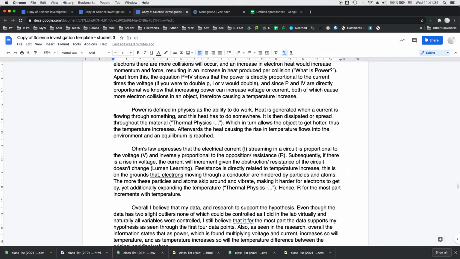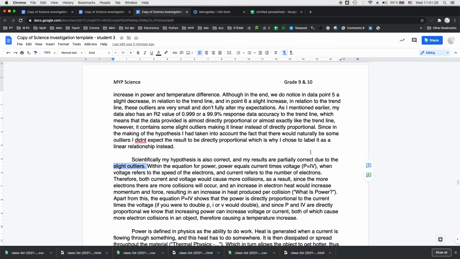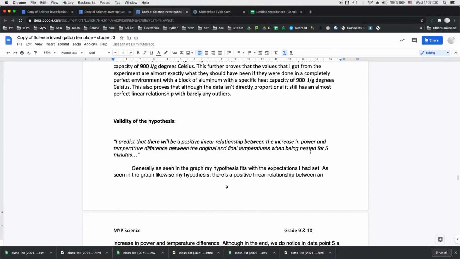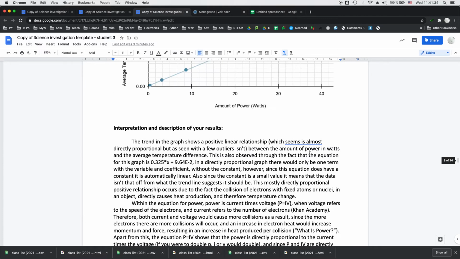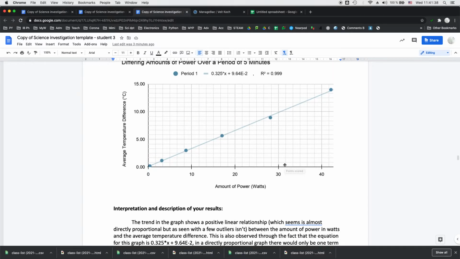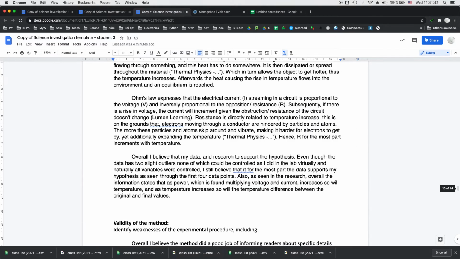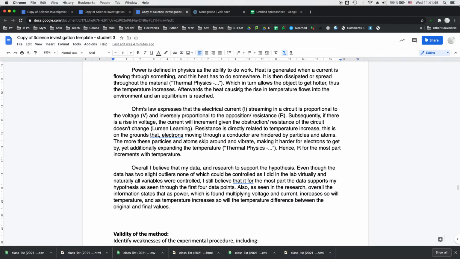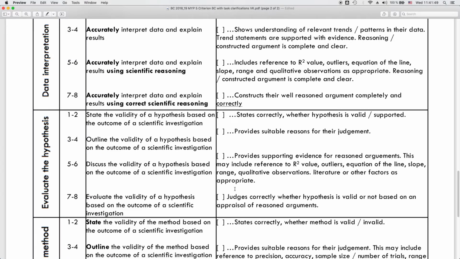Okay, if there's anything that could be done better, it would be to reduce a bit the amount of writing and to make it more concise. And yeah, the graph does look pretty much directly proportional, and that has been said. So without looking at this for even more time, I would say that this will probably be in the range of 7 to 8.